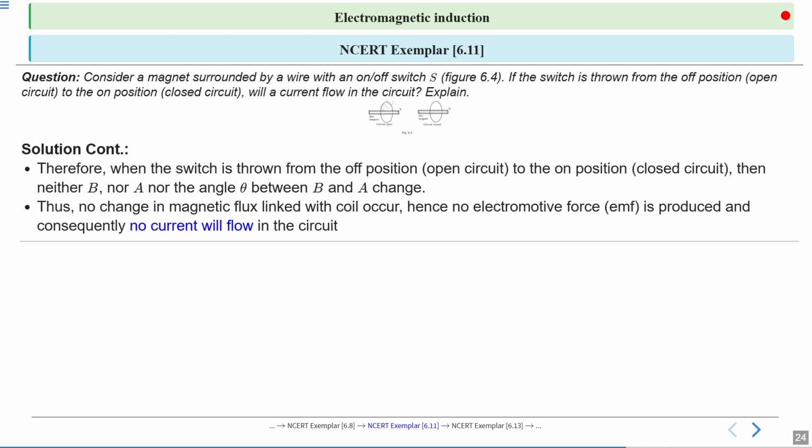Hence no electromotive force, that is EMF, is produced and consequently no current will flow in the circuit, according to Faraday's law of electromagnetic induction. If there is no change in the flux with respect to time, then there will be no EMF induced, so there will be no current flowing through the circuit even if we close the circuit. Okay, so what is the condition for EMF induction? Change in magnetic flux. And for a change in magnetic flux, one of these things should change: magnetic field, area or orientation.